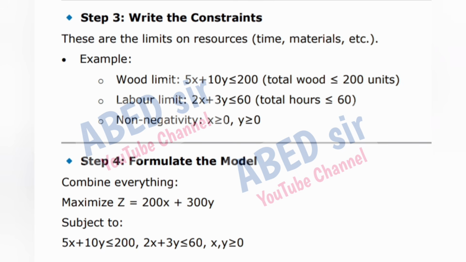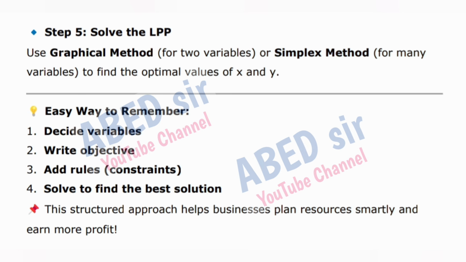Step 4. Formulate the model. Combine everything. Maximize Z is equal to 200x plus 300y. Subject to 5x plus 10y less than or equal to 200, 2x plus 3y less than or equal to 60, x, y greater than or equal to 0. Step 5. Solve the LPP. Use graphical method for 2 variables or simplex method for many variables to find the optimal values of x and y.